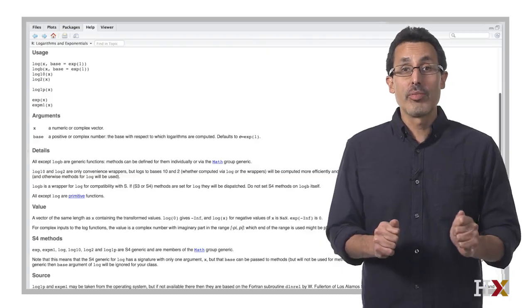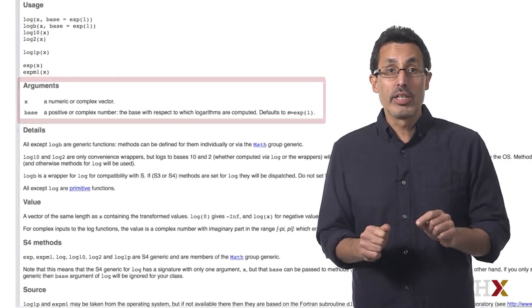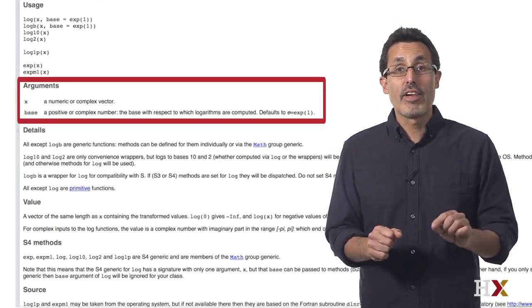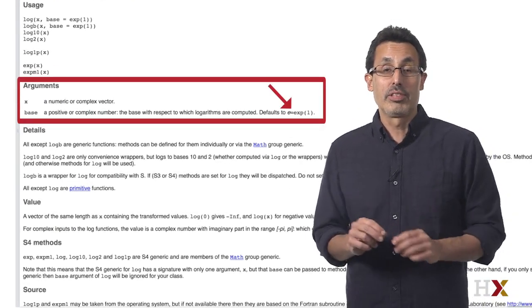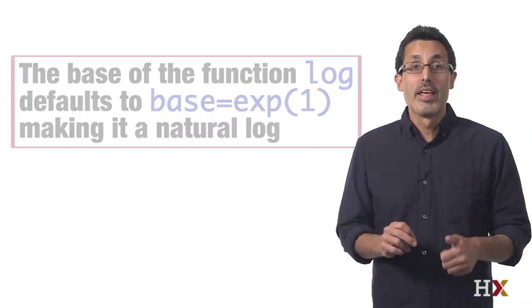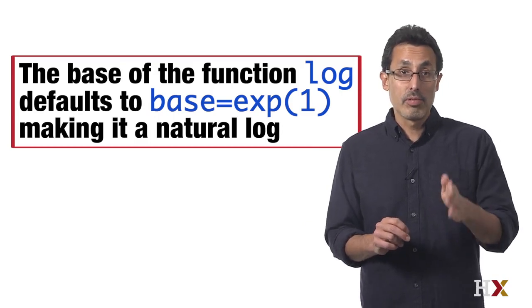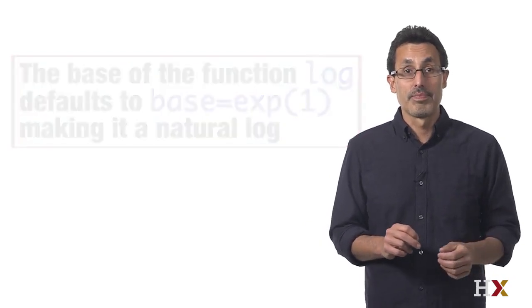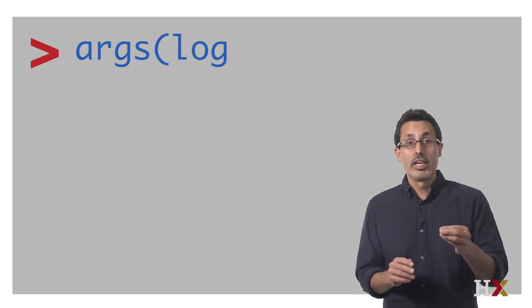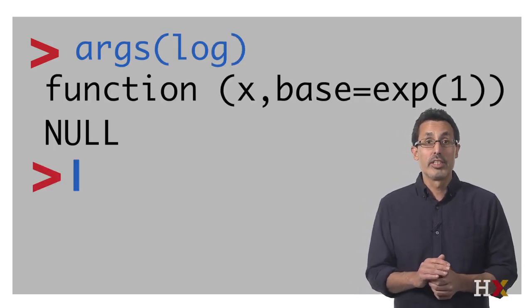However, some arguments are required and others are optional. You can determine which arguments are optional by noting in the help document that a default value is assigned with the equal sign. For example, the base of the function log defaults to e, so it's the natural log. If you already know how the function works but need a quick reminder of the arguments, you can use the args function. If I type args of log, it shows us the 2 arguments that it needs.